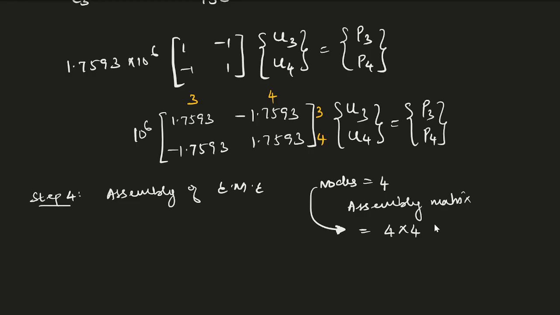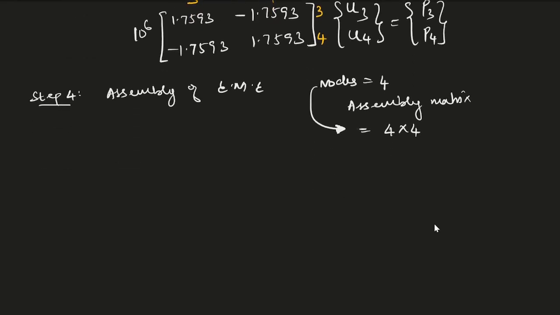So this is one thing we have to remember. If we have three nodes, the matrix will be 3 by 3. If it is two nodes, then the matrix will be 2 by 2. Okay, so how do we assemble it now?